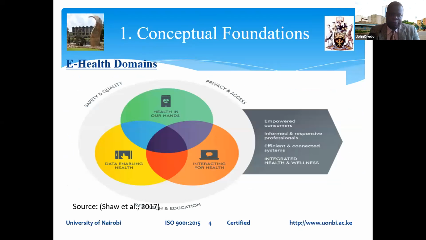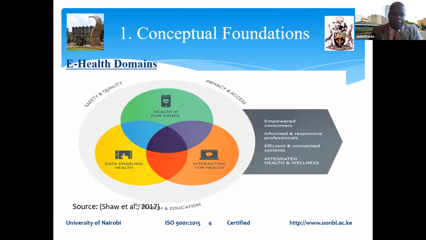Now, from that definition, we can come up with around 3 domains of e-health. So the first domain is health in our hands, which means patients and healthcare service providers are able to interact with the healthcare system, especially patients are able to access healthcare services from the comfort of their homes, the comfort of their devices, etc. And they are able to control their own health. So it's not just a matter of going to a health facility, but even at a personal level, we can use technologies to monitor and manage our health.